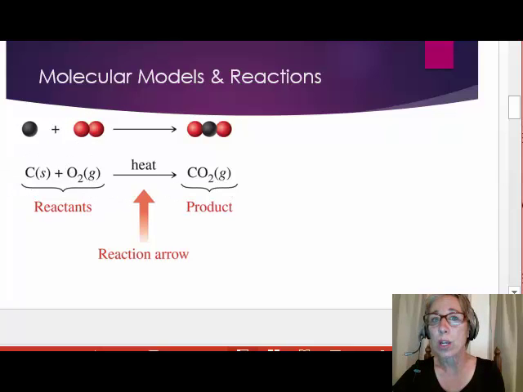Going back to our chemical equation, we notice that on either side of the arrow, there are different chemical formulas, which means this is a chemical reaction since a new chemical has formed.